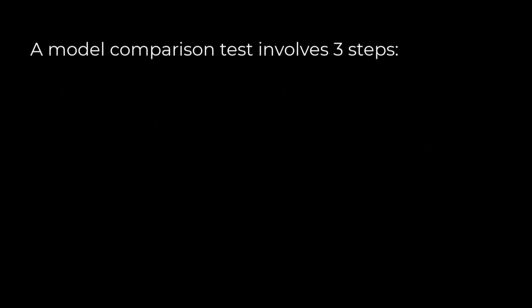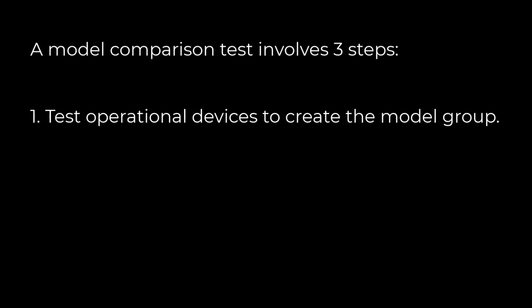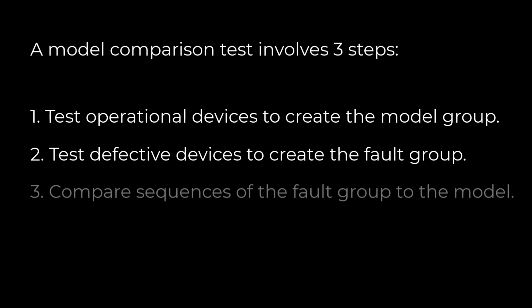A model comparison test involves 3 steps. Test operational devices to create the model group, test defective devices to create the fault group, and compare sequences of the fault group to the model. For steps 1 and 2, operational and defective devices undergo the same test.